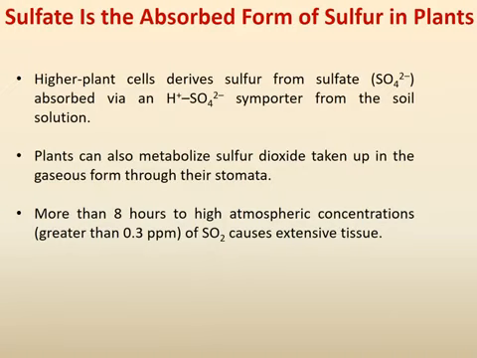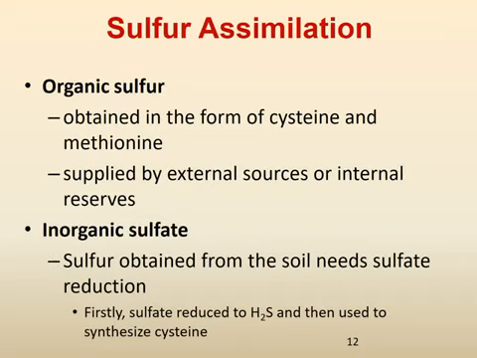Most of the sulfur in higher plant cells derives from sulfate, which is absorbed by a hydrogen sulfate symporter from the soil solution. Plants can also metabolize sulfur dioxide taken up in the gaseous form through stomata. Nonetheless, prolonged exposure, more than 8 hours, to high atmospheric concentration, that is greater than 0.3 ppm of sulfur dioxide, causes extensive tissue damage because of the formation of sulfuric acid.